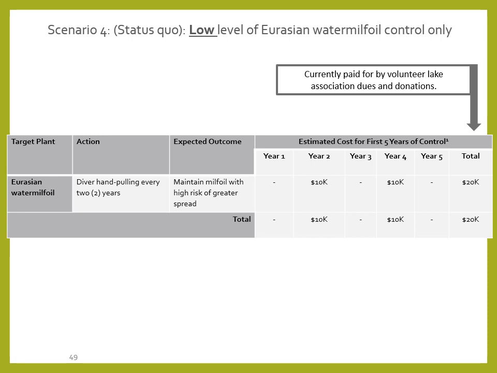Scenario 4 assumes a status quo, which maintains a low level of Eurasian water milfoil using diver hand pulling every 2 years. This assumes that the existing milfoil population will maintain at its current state. However, this may result in a higher risk of spread. This is currently paid for by volunteer lake association dues and donations at a rate of $10,000 every other year.